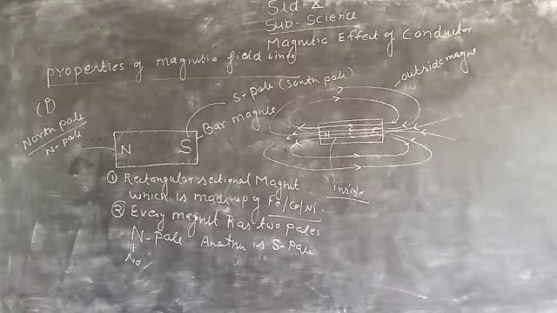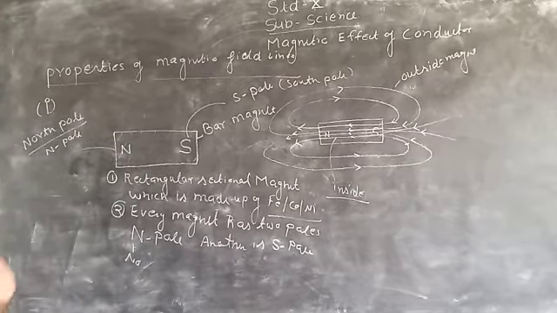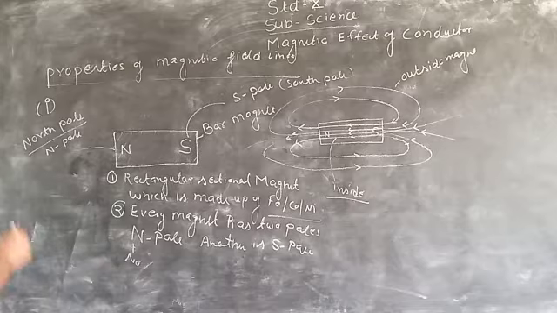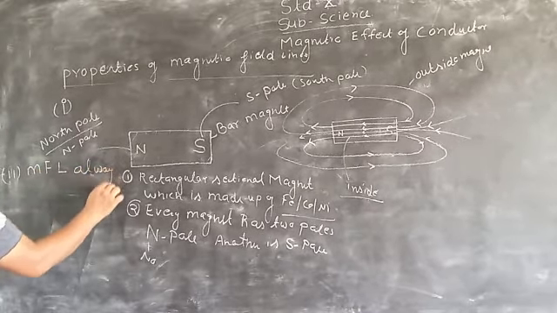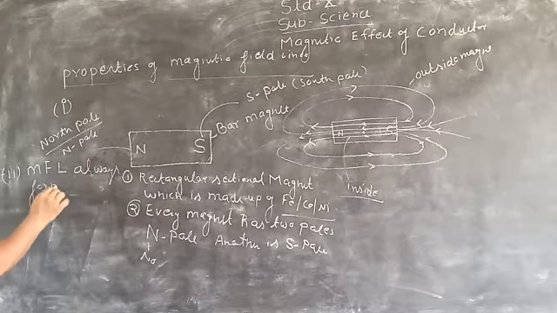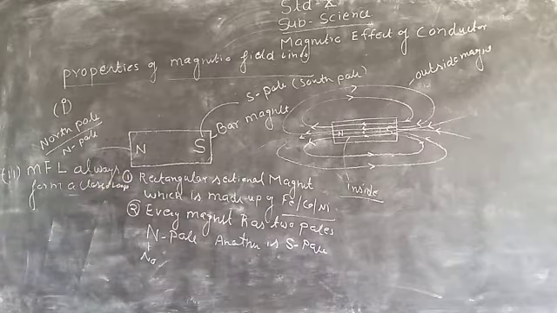After this, we have to discuss the second basic property. Magnetic field lines always form a closed loop. This is the second property. Magnetic field lines always form a closed loop. This is the second basic property. These are the magnetic field line properties.